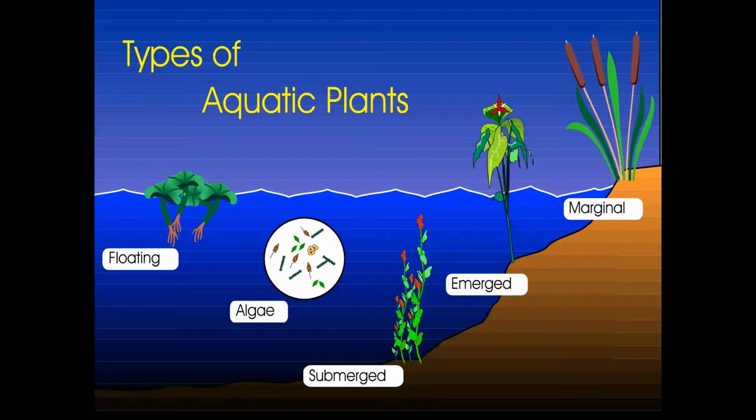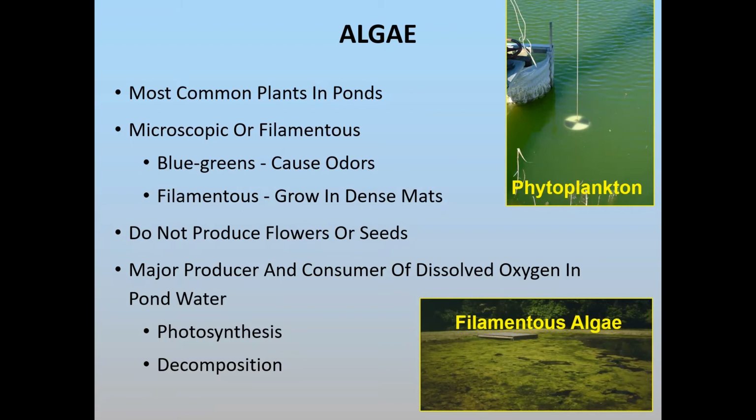So looking at the types of plants that we have, the floating species here are typically water lilies, duckweed. Then we have the microscopic algae that I've talked about. We have the submerged species, which are rooted on the pond bottom, and emergent species, which are similar in that they're rooted on the bottom, but the plant material is actually above the water surface. And then we have our shoreline or marginal species such as cattail, Phragmites.